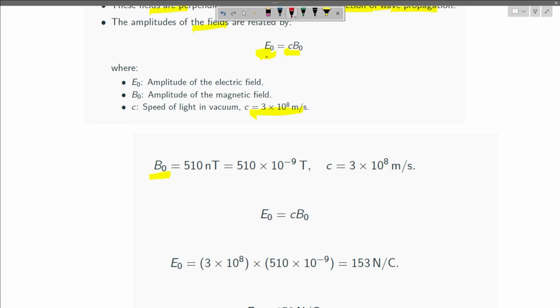So in this formula only E naught is the unknown. We know the value of C and we know the value of B naught as it is given in the question. So substituting in this formula we will get the value of E naught, that is the magnitude of the electric field, as 153 Newton per Coulomb.